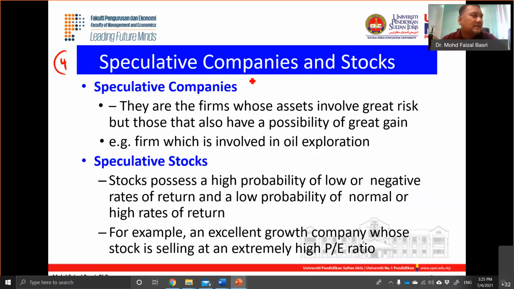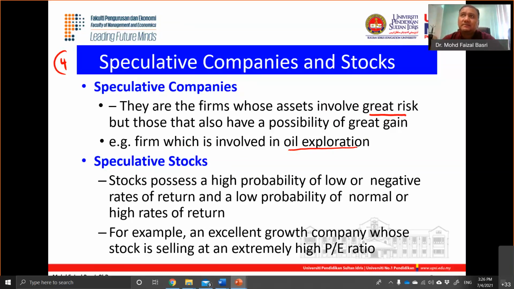Okay, so speculative companies are one of the highest risk kinds of investment, stock investment specifically, because the firms are usually involved in activities or projects that are uncertain in terms of whether they can profit or not. Okay, because they have a great risk involved. For example, companies involved in oil exploration, whereby the chances to find maybe a new oil field is not something that we can find every day.